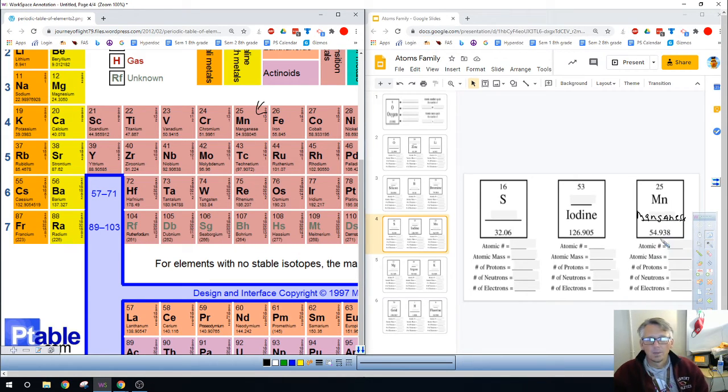Manganese is the name. And that 54.93 we will take to 55. The atomic number is 25. The atomic mass is 55. The number of protons is 25. The number of electrons is 25. And the number of neutrons is protons plus neutrons minus the number of protons, which gives us 30.